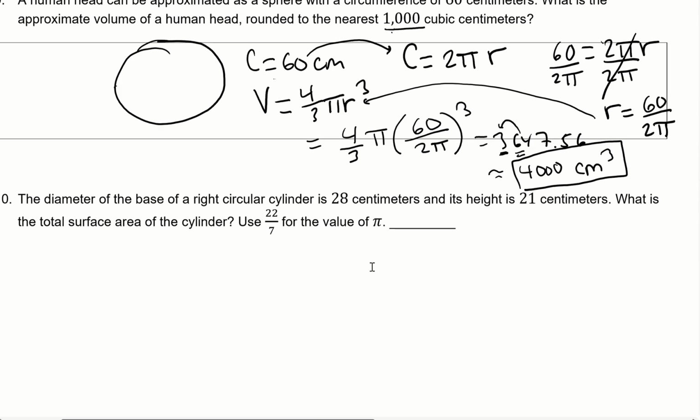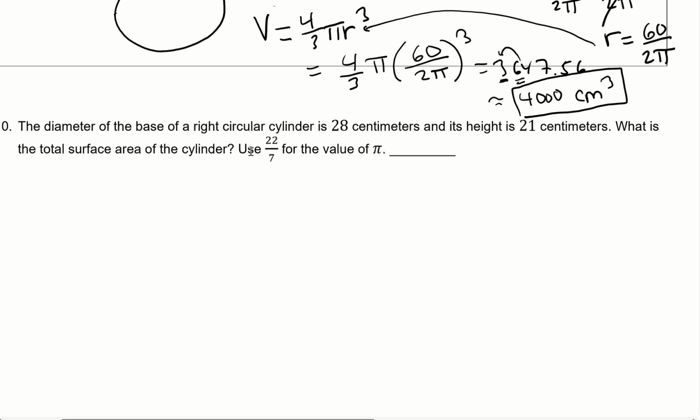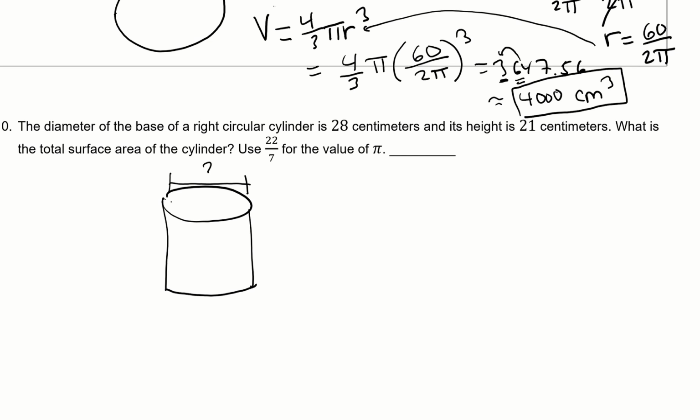All right, so now it says number 10, the diameter of the base of a right circular cylinder is 28 centimeters. Okay, so we got a cylinder. And they said that the diameter is 28 centimeters, and its height is 21 centimeters. What is the total surface area of the cylinder? Okay, so the surface area formula.